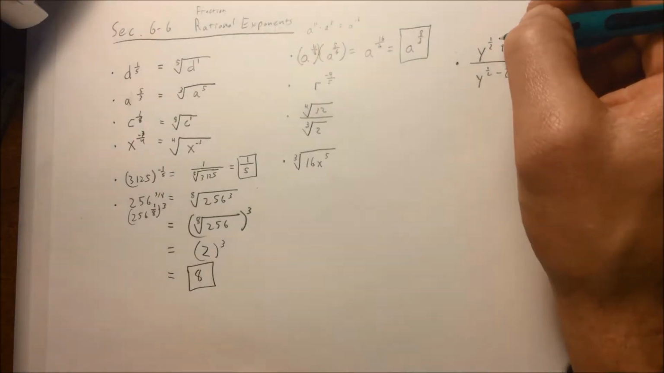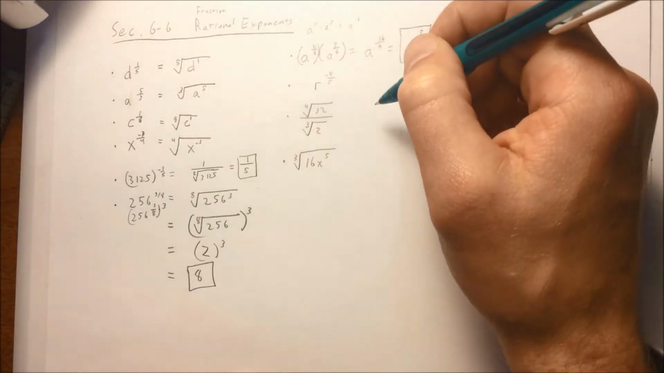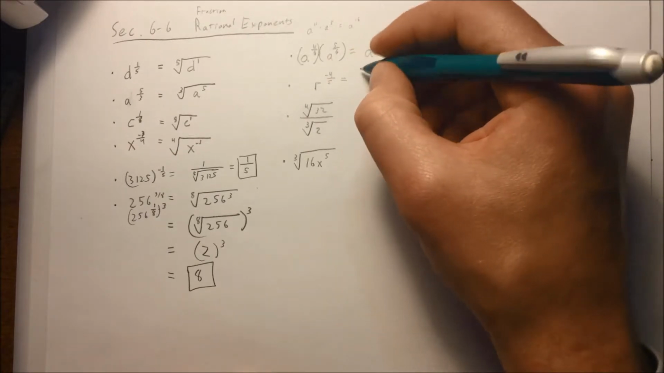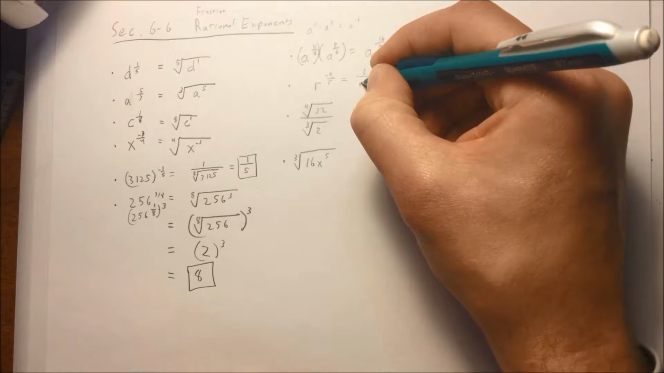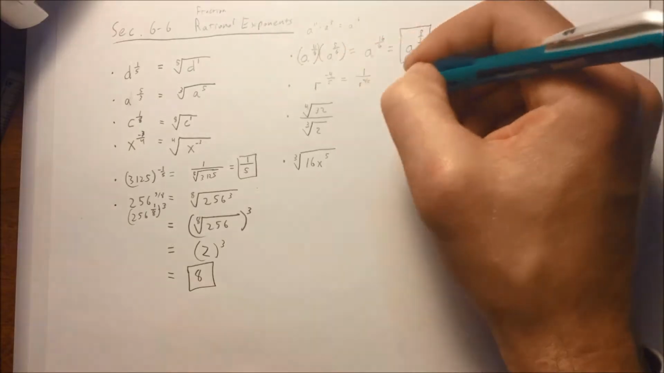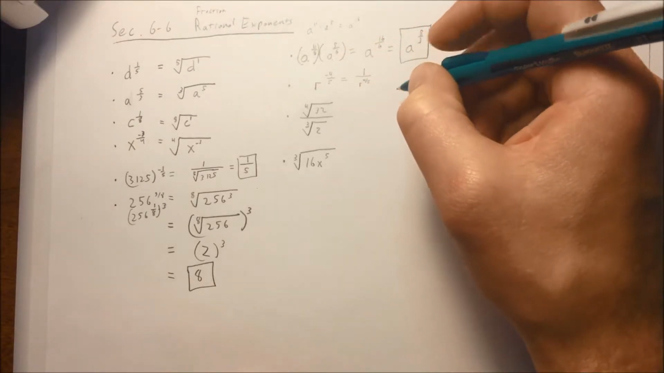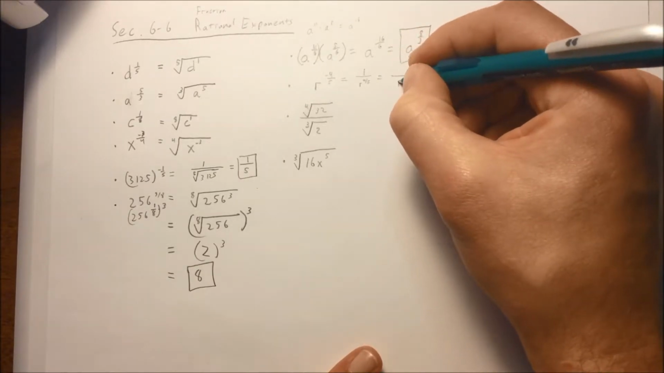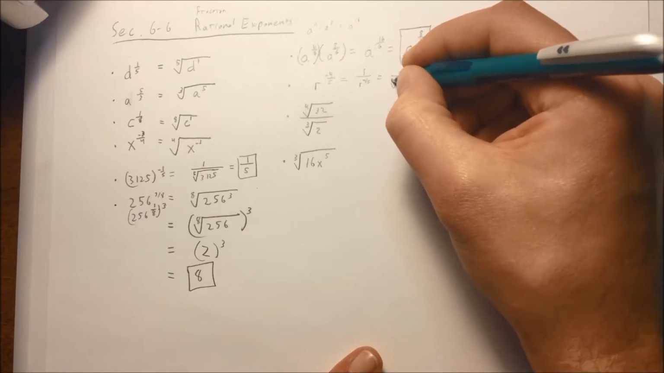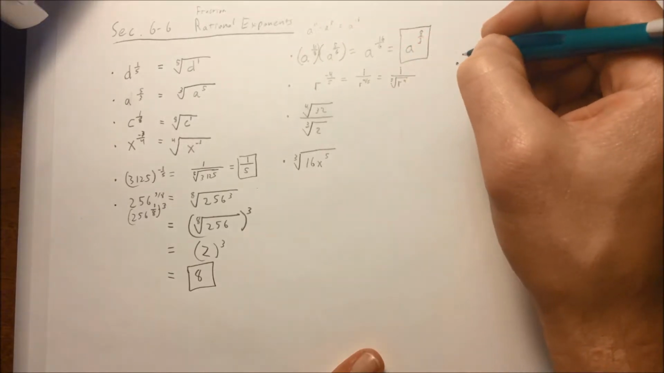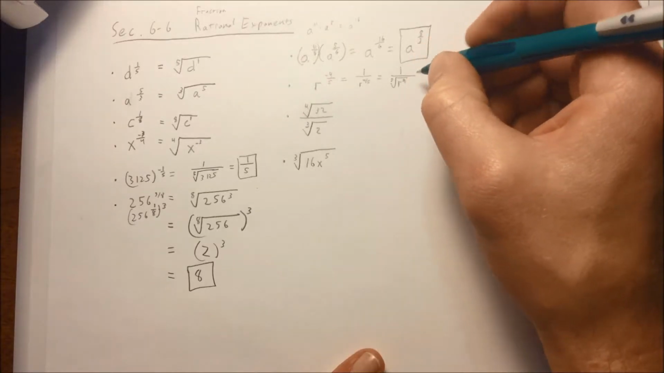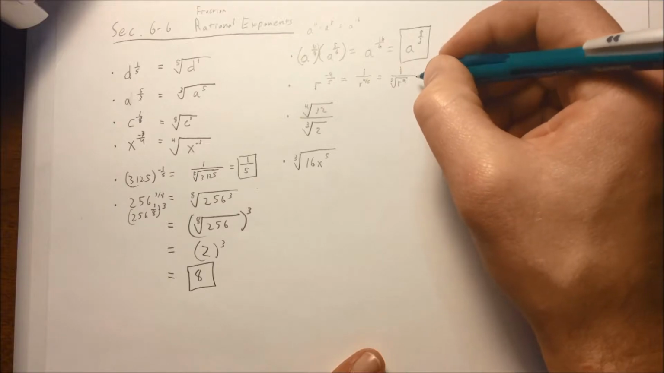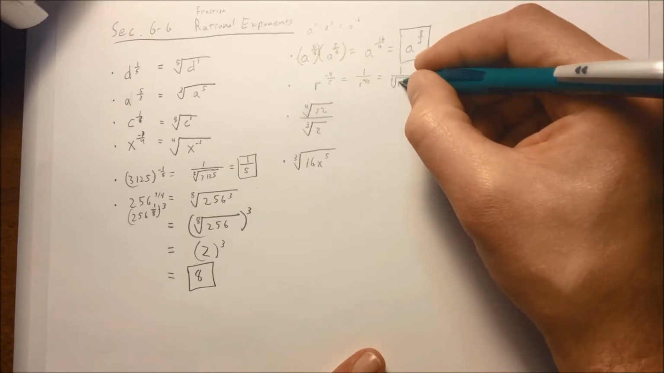Bingo. This one, r to the negative 4/5. Well, we would think it would be 1 over r to the 4/5 because the negative brings it down to the bottom. The problem here, though, is we have to remember that this is the fifth root of r to the 4th, all under 1. Can I have a square root or a fifth root on the bottom? Technically, no, I can't. So I need another r on the bottom.